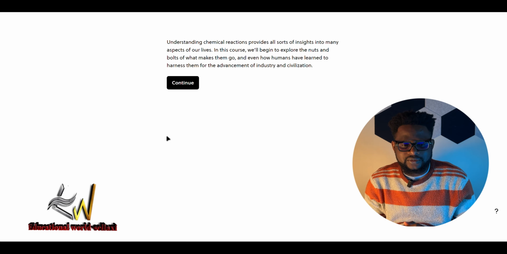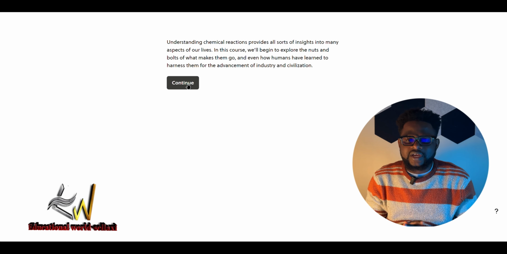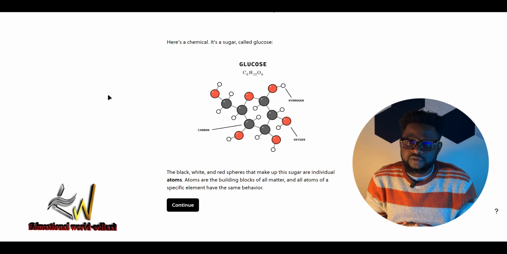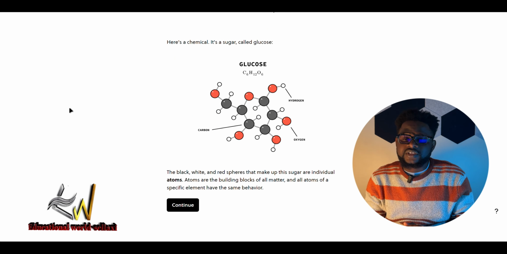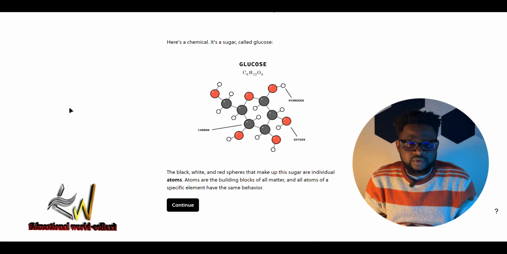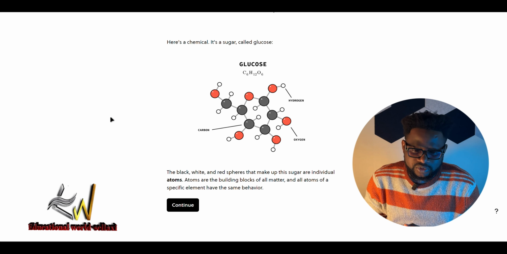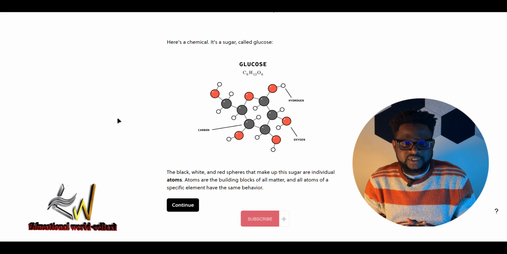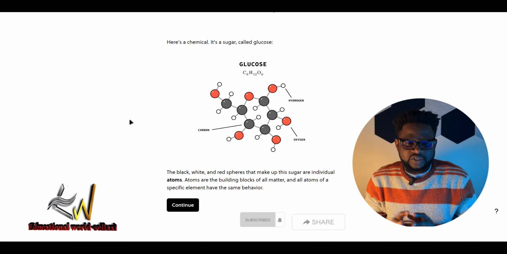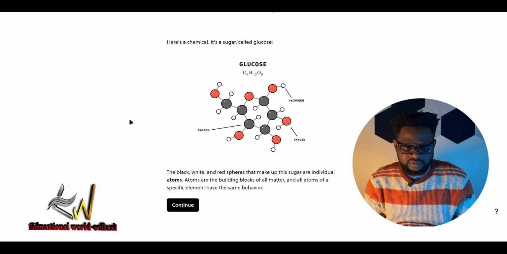So let's continue. Here's a chemical. It's called sugar, or glucose. Glucose is made up of 6 atoms of carbon, 12 atoms of hydrogen, and 6 atoms of oxygen. That's represented in the diagram. Atoms are the building blocks of all matter.